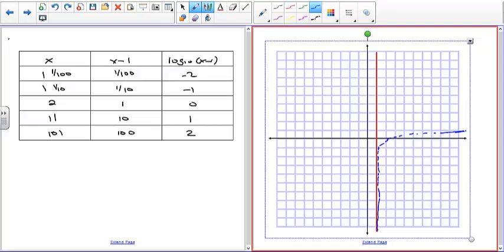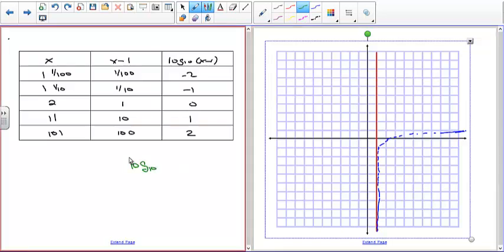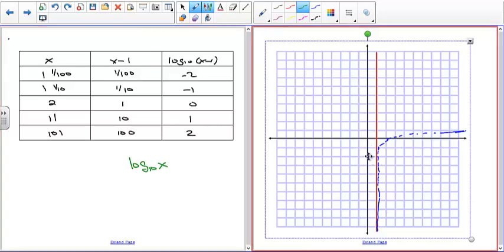So that's how you do it plotting wise. You could plot the parent function, which in that case would be log to the base 10 of x instead of log to the base 10 of x minus 1. So everything would just be shifted over. To get y equals -2, you'd have 100th. For y equals -1, you have a 10th.